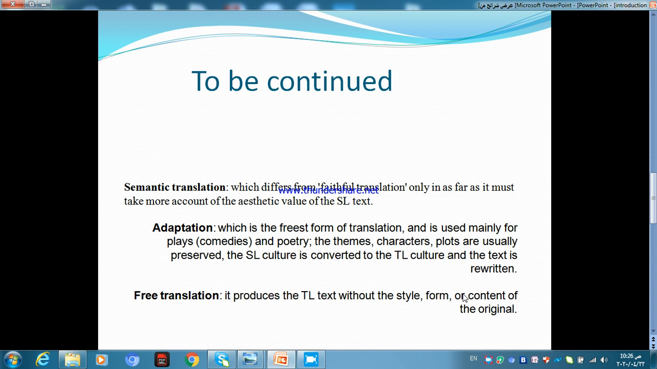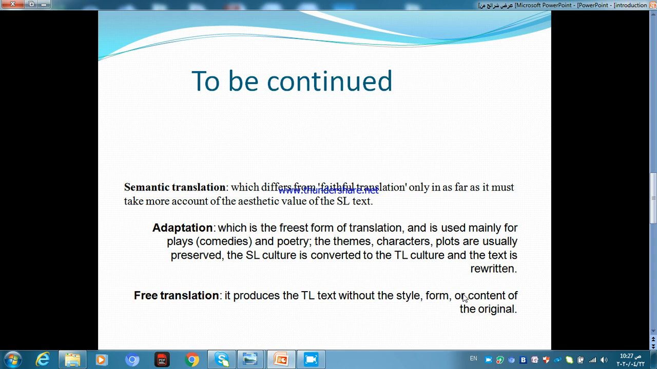Now we have come to other kinds of methods of translation. We have adaptation, which is the freest form of translation, and it's used mainly in plays, comedies, poetry, themes, and character and plot. In this kind of translation, the source language culture is converted to the target language culture, and the text is rewritten again.